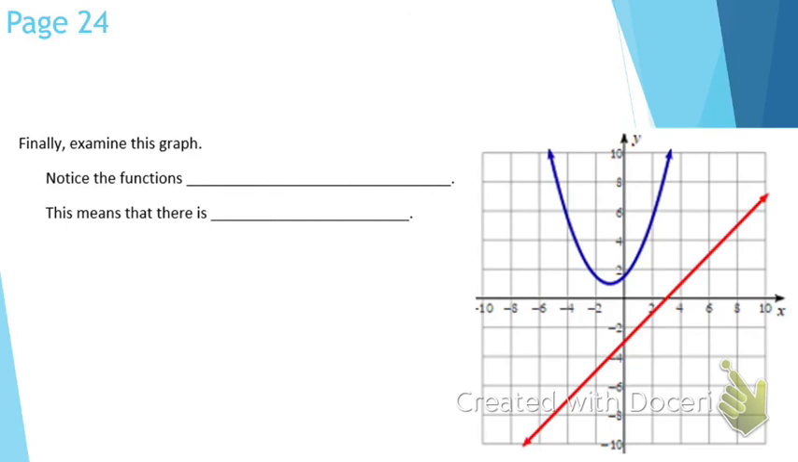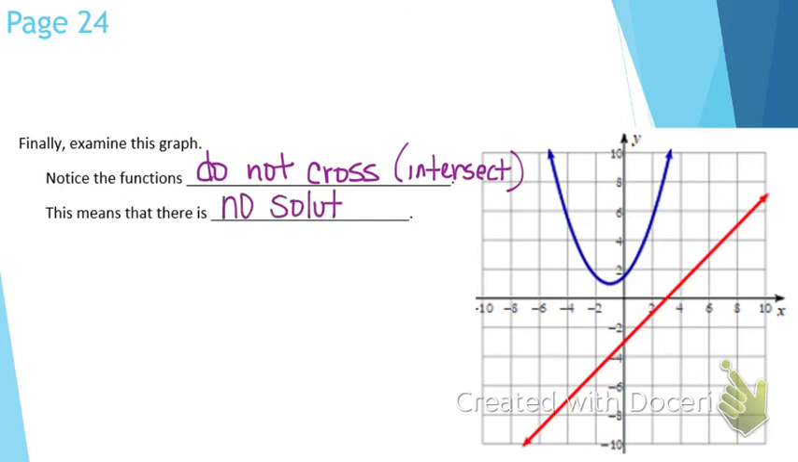And for our last one here, how many times do they intersect? They don't, right? So notice that the functions do not intersect. They do not cross each other. So what that means is that there is no solution. So when we're talking about a parabola and a line, we can have two solutions, we can have one solution, or we can have no solution.